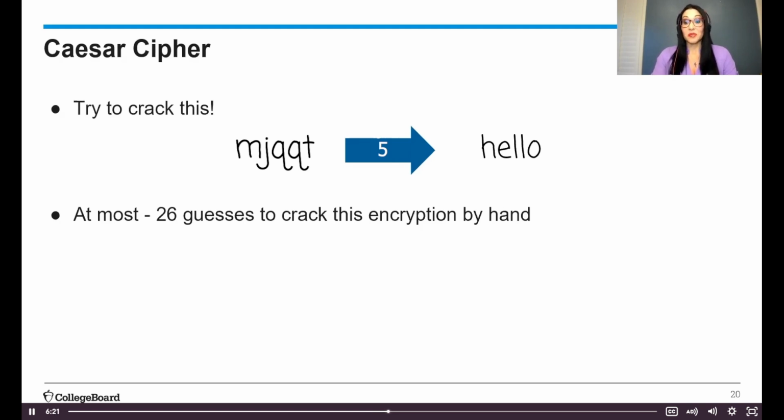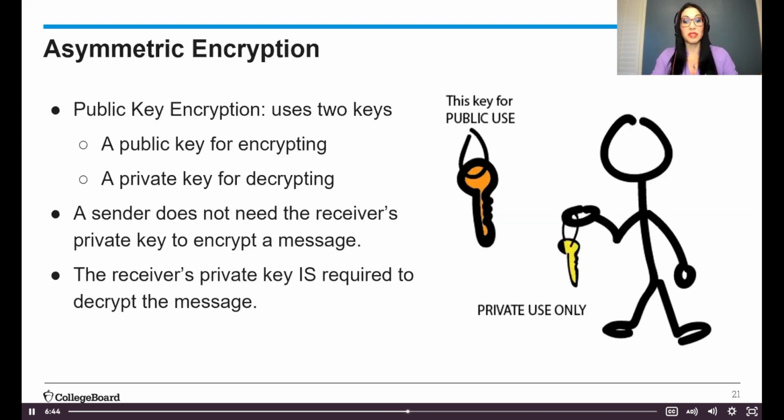And also, especially if you take into account the fact that both the sender and the receiver would have to meet ahead of time in order to decide on what the secret key is going to be. Now, if we're trying to encrypt data on computers that aren't sitting right next to each other, how do two computers meet ahead of time to do that? Well, that's where asymmetric encryption comes in handy.